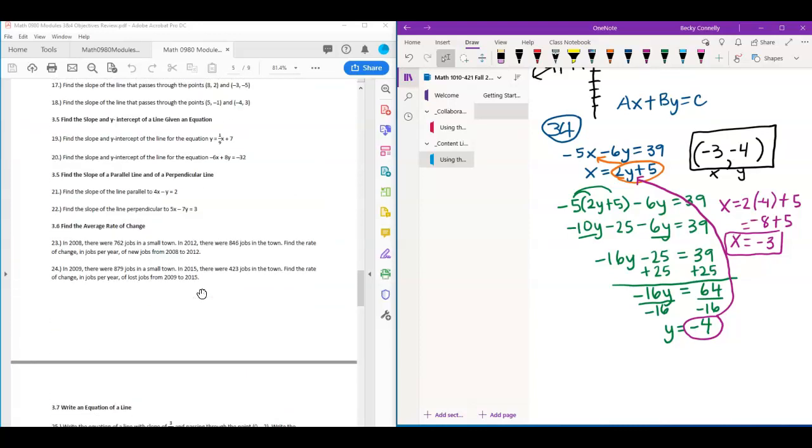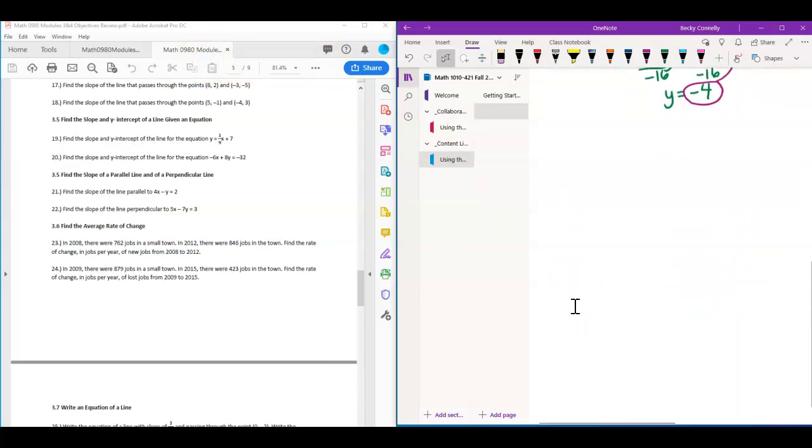So it says, find the slope and y-intercept of the line for the equation that's given there. So since this is in slope-intercept form, it's pretty easy to pick out what the slope and y-intercept are. All right, so when I'm looking at number 19, it says y equals 1/9 x plus 7.